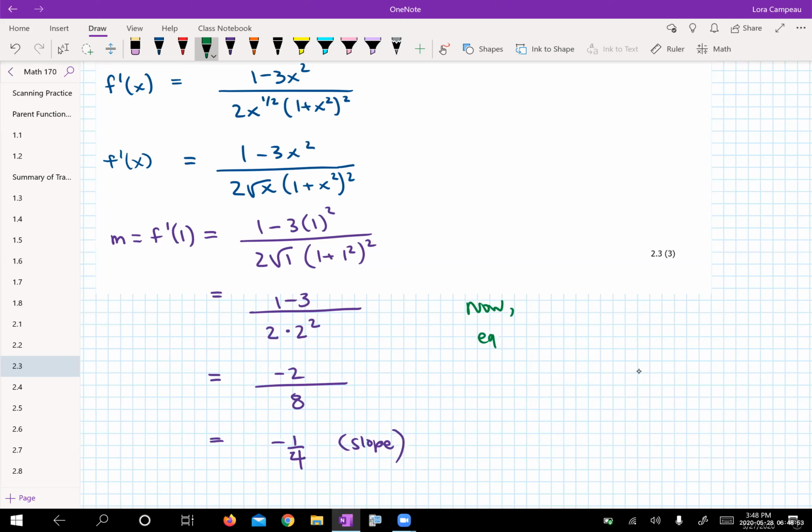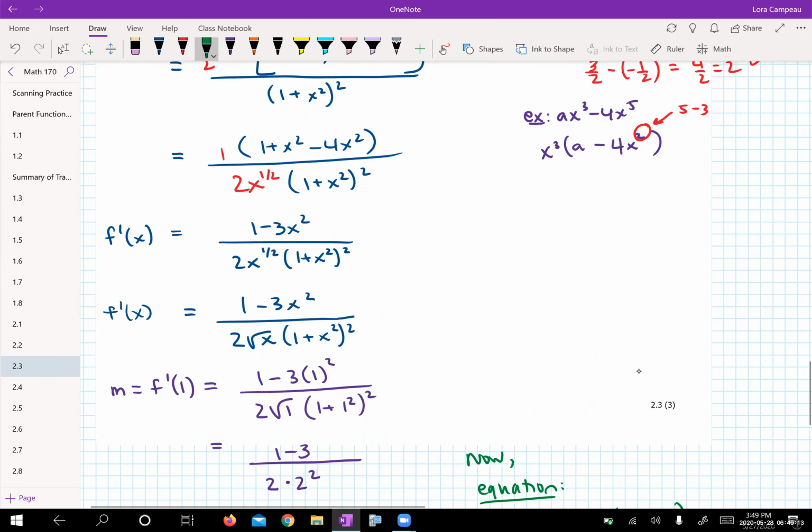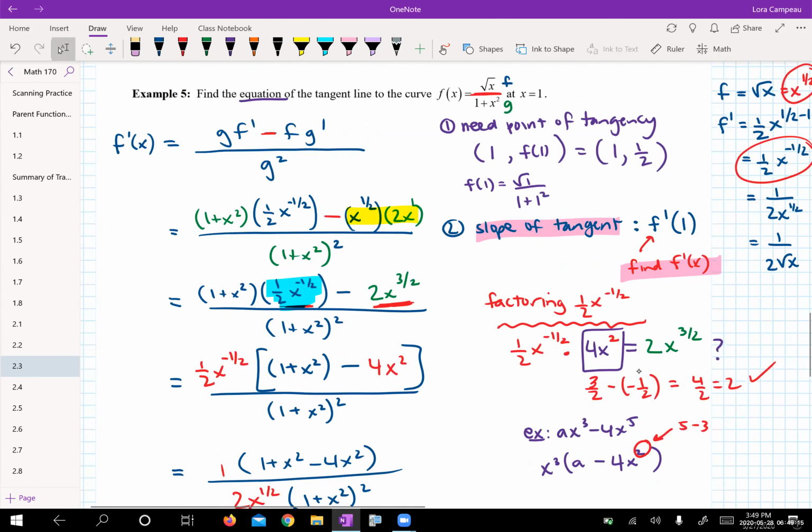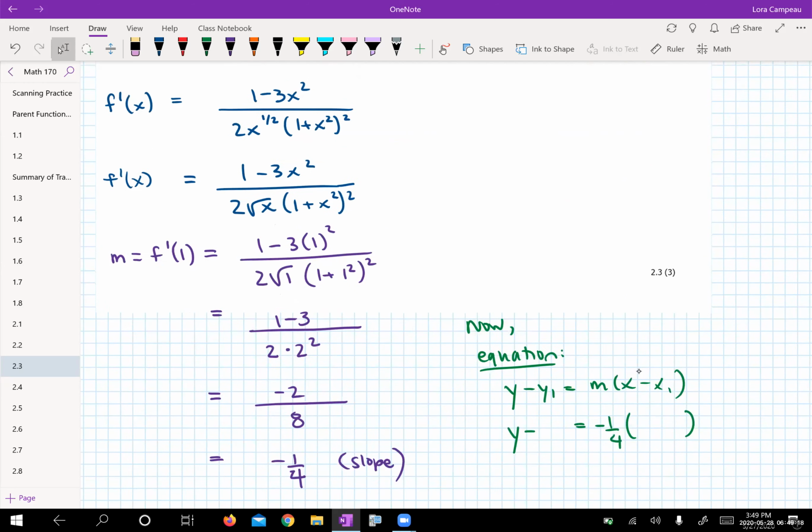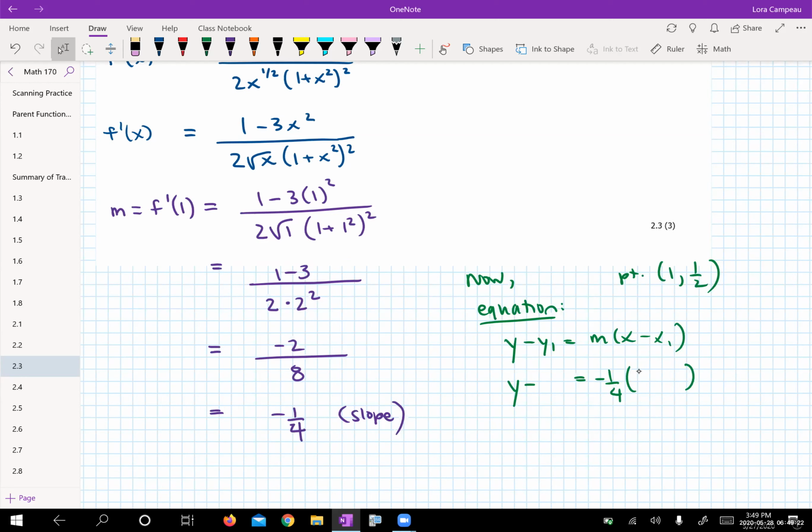We want to go with the equation. I'm a big fan of the point slope form. So I know my slope for sure. It's -1/4. I have to remind myself what my point of tangency is. The point is 1, 1/2. So that would mean I'd be subtracting off 1/2 in this point slope form and subtracting off 1.